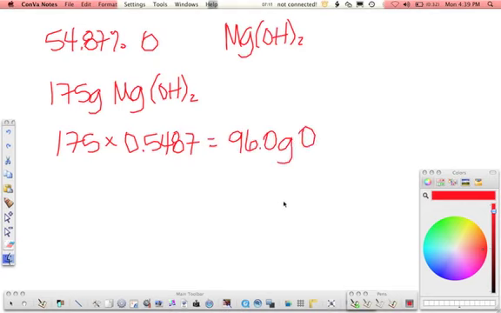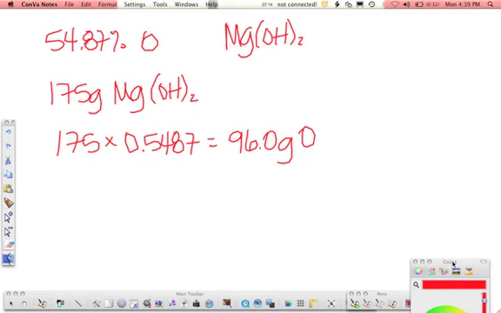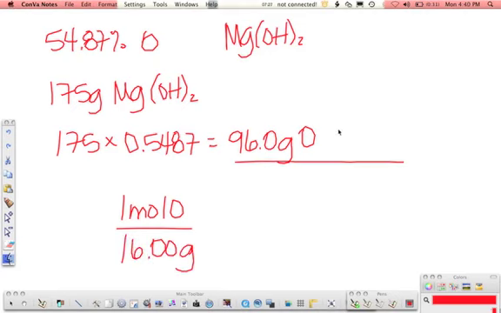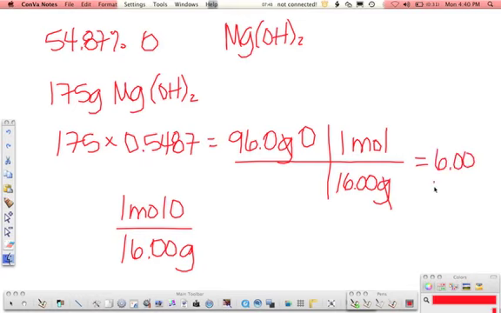then you end up with 96.0 grams of oxygen. And then it just becomes a simple stoichiometry. We say, okay, we have this many grams of oxygen, how many moles of that? Well, 1 mole of oxygen has a mass of 16 grams. So set this up. Since we got grams on top, we want grams on bottom. So this 16 grams goes on bottom. Our 1 mole goes on top. Grams cancel out, and we end up with 96 divided by 16, which is 6.00 moles of oxygen.